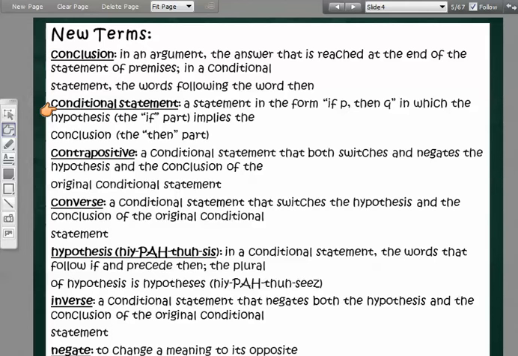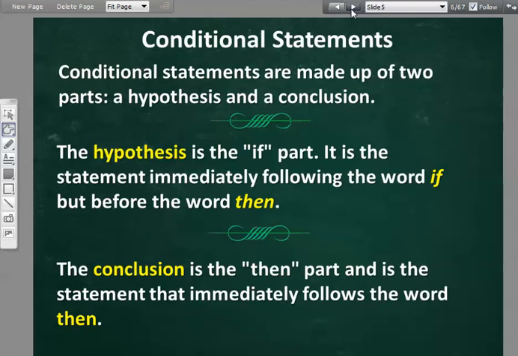A conditional statement is a statement in the if-then form, or if P then Q, where the then implies the conclusion, which is the end part, and the if implies the hypothesis, which is the if part. And then we'll talk more in depth about contrapositive and converse, and the hypothesis in a conditional statement, the words that follow if and precede then, and we'll talk more about inverse and negate in just a moment as well.